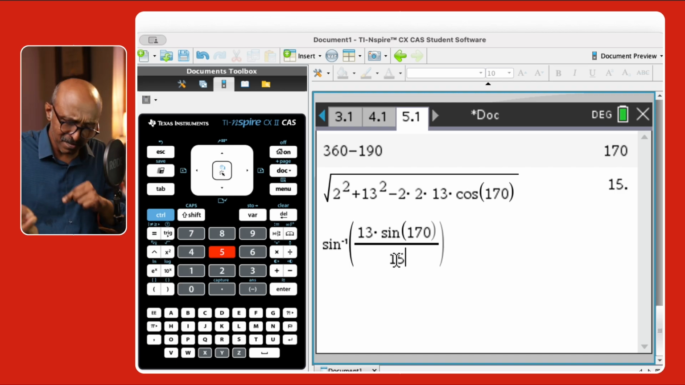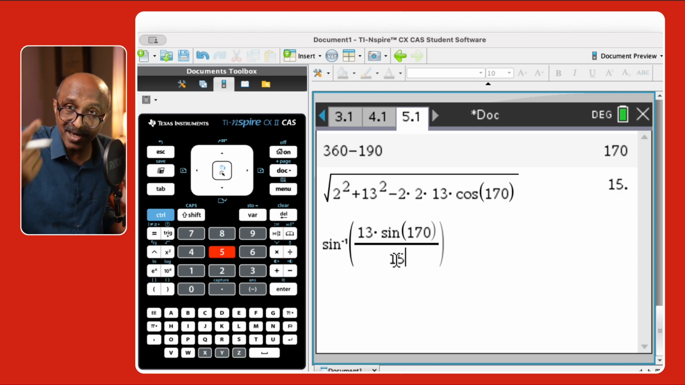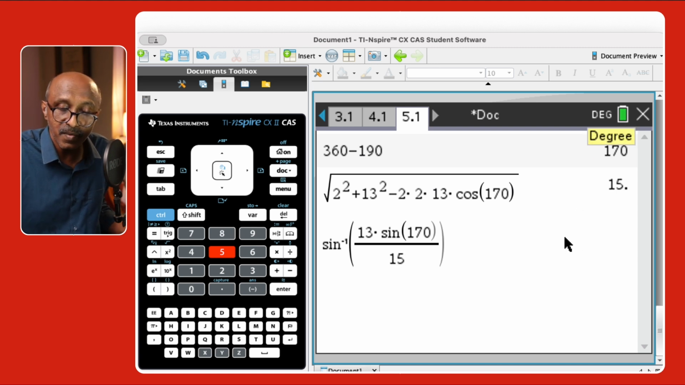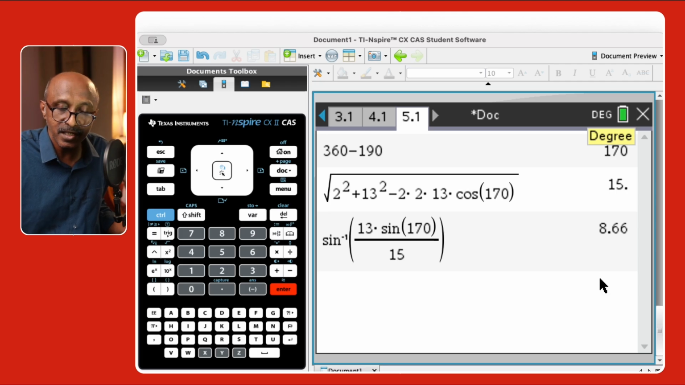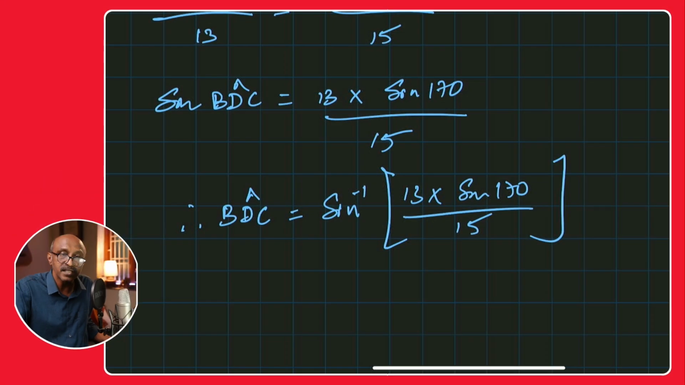Otherwise, you would be finding the sine, then writing it down, and the other thing is that it also compounds the error of rounding off, because sine of 170 might be something that needs to be rounded off. Let's just make sure it's in degrees, and now when you hit enter, you get 8.66, okay? It's rounded off to 2 significant figures. That's okay, we can write down 8.66.